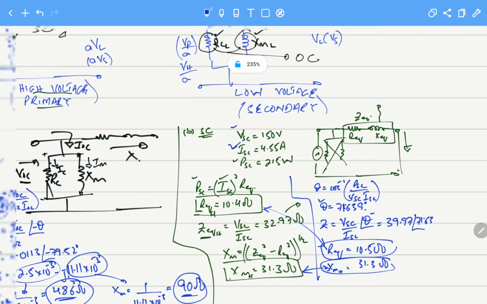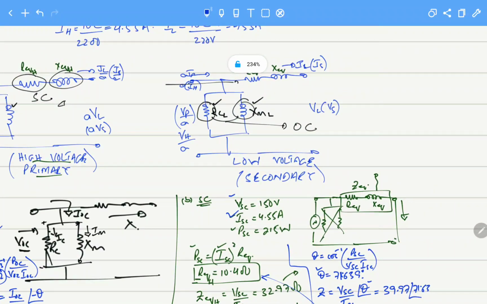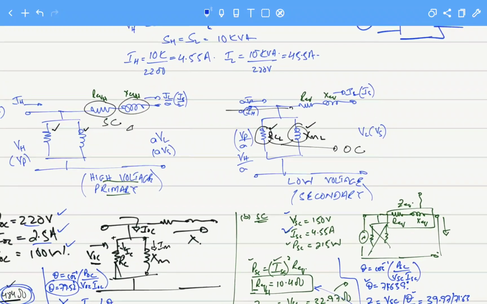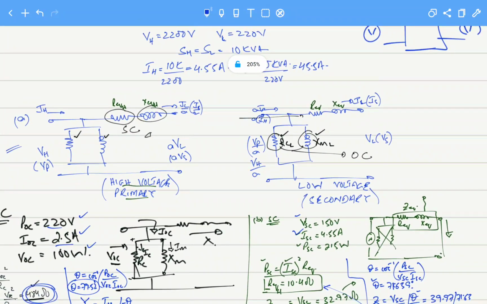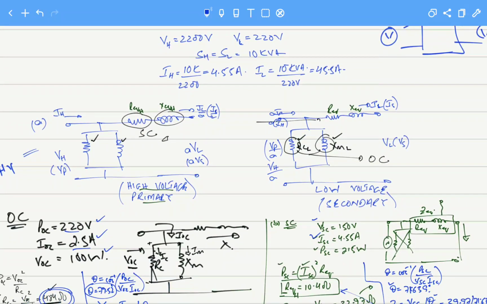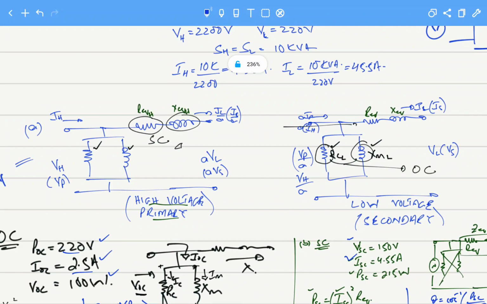So now these are the two values. Again, these are the two circuits. Of what side have we calculated the values? These are the values that are reflected towards the high voltage or primary side. Why? Because in the short circuit test the low voltage side was shorted and these values were measured at the high voltage side. So here we have now calculated these two values.